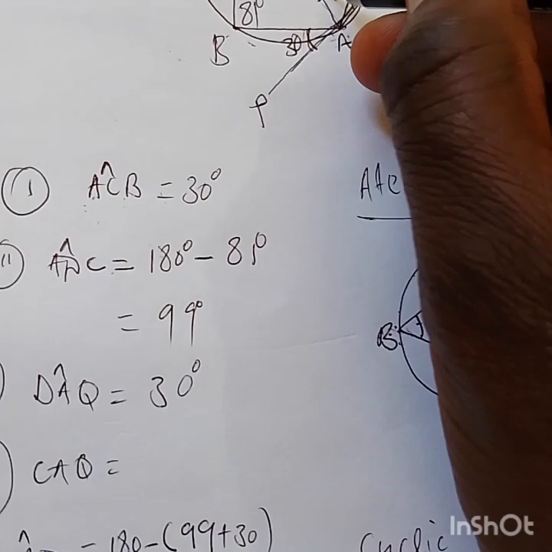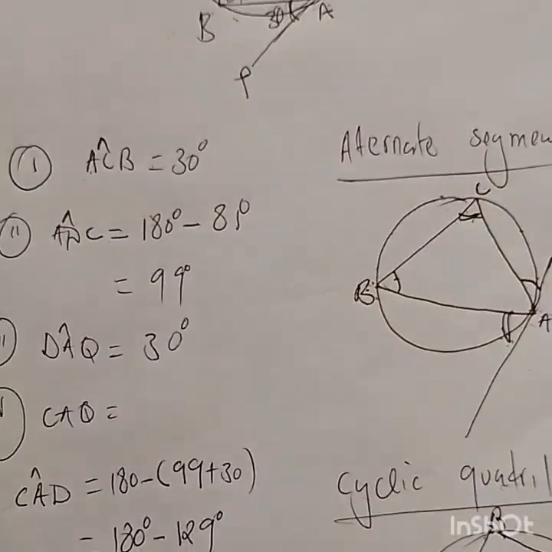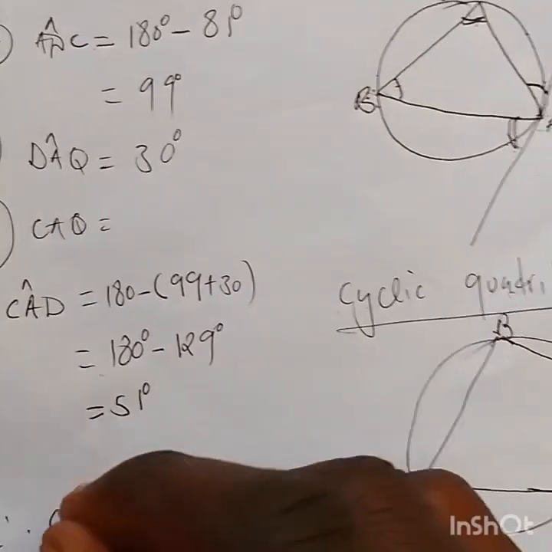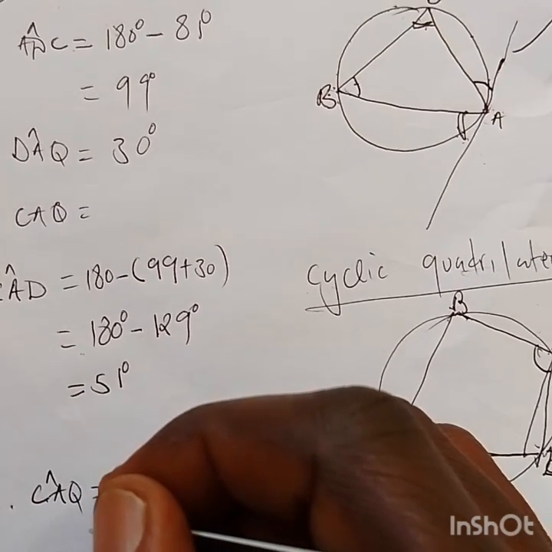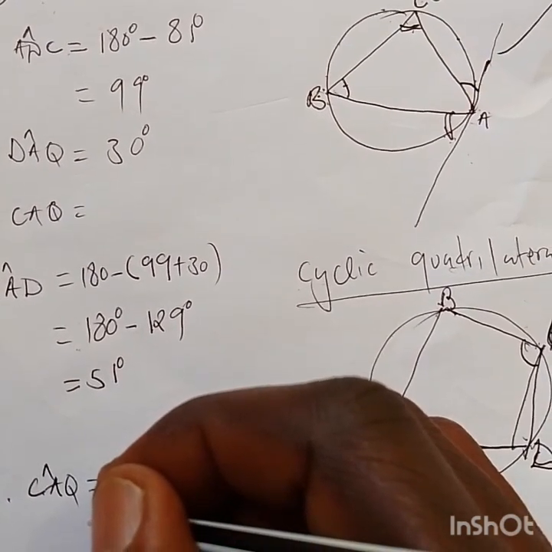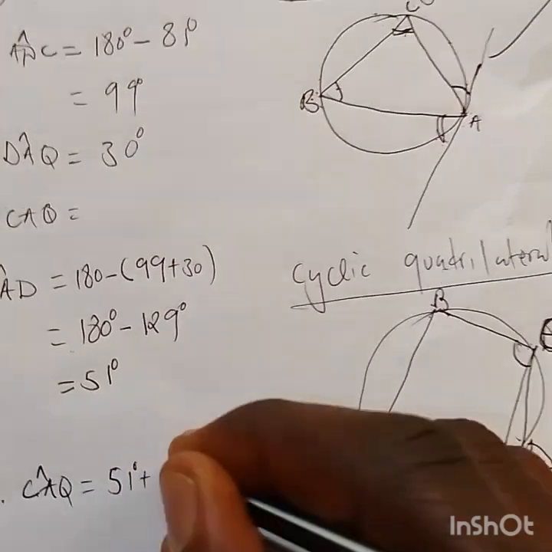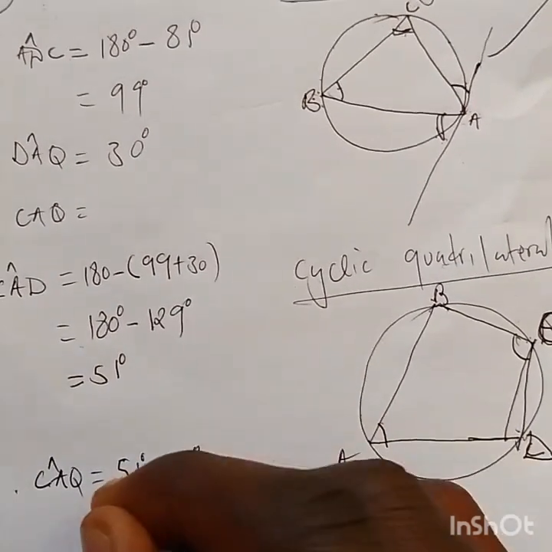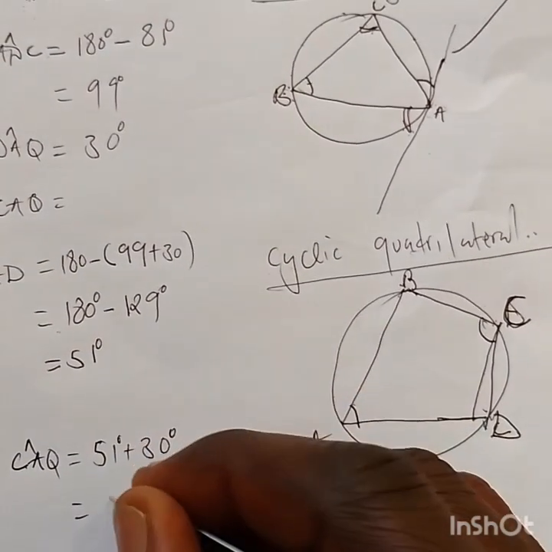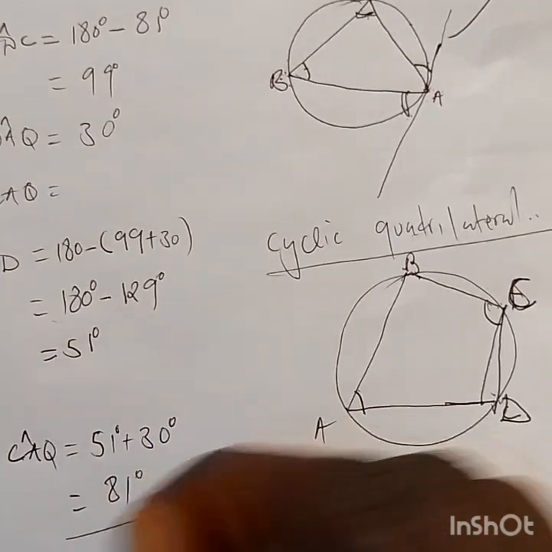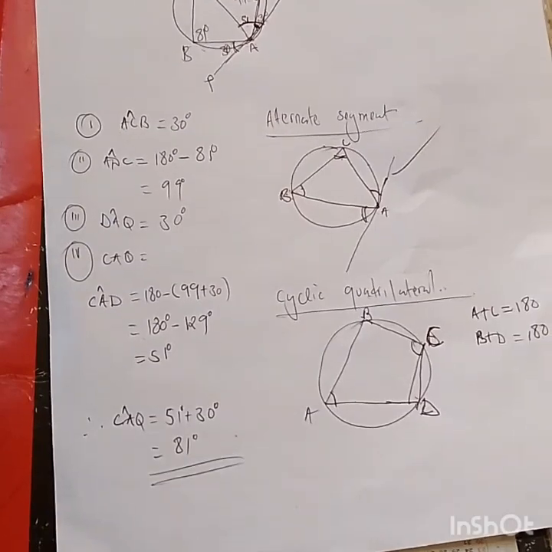Then we add the 51 and the 30. Therefore, CAQ is equal to 51 plus 30, which is 81 degrees. So that is how you answer that question.